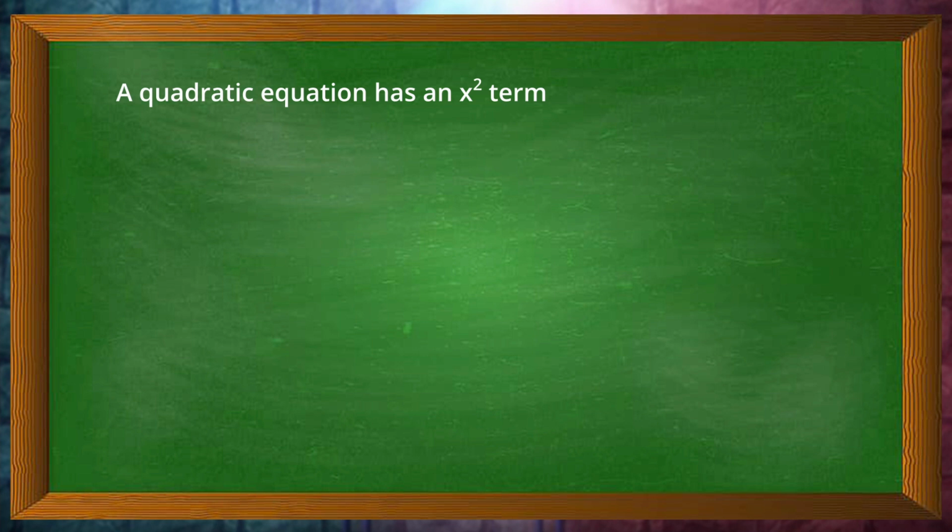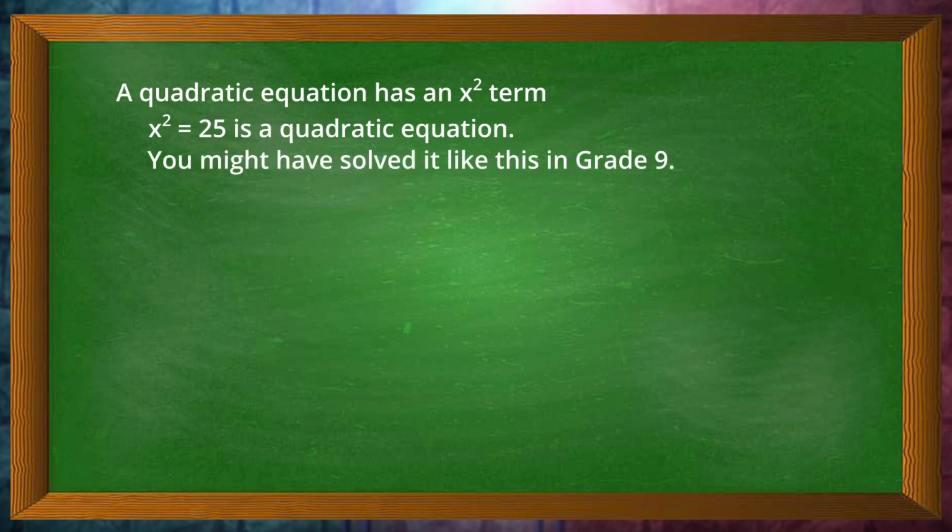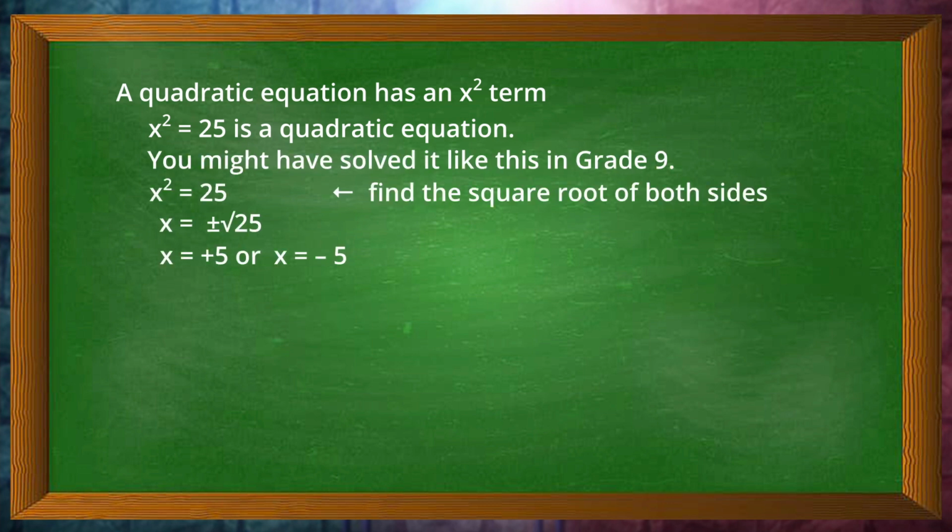These are called quadratic equations. A simple example would be x² = 25. It has an x squared term and a number term. In grade 9, to solve it, you would simply find the square root of each side.